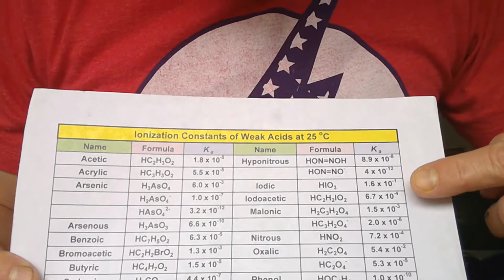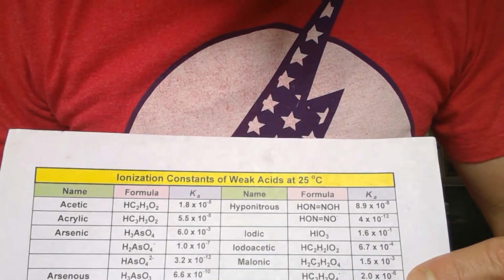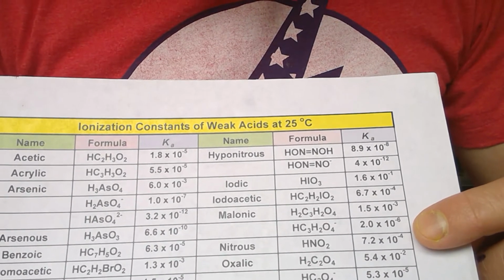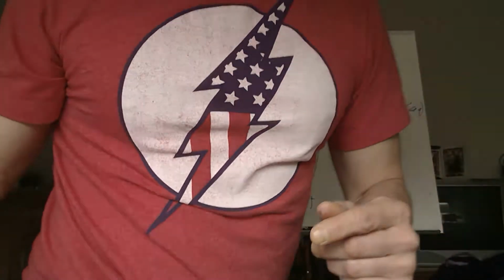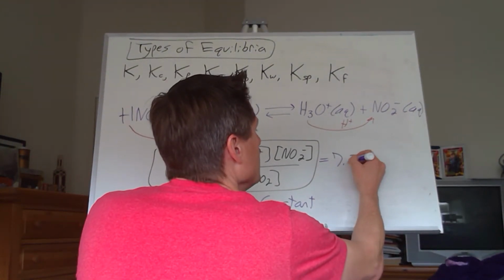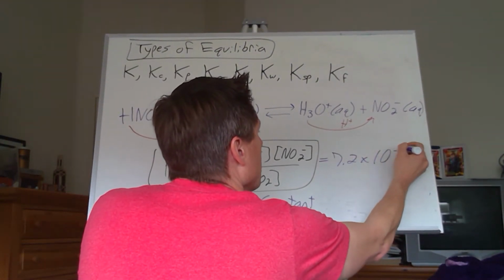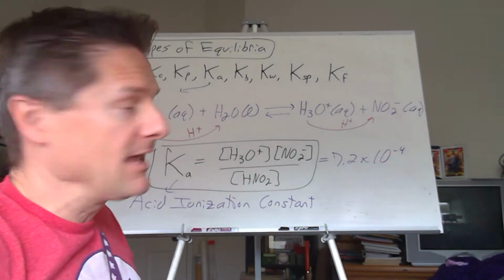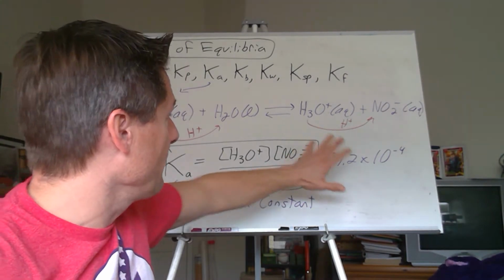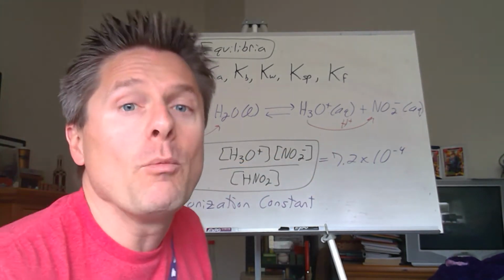So what we do is just look down in alphabetical order and look for nitrous acid. You can see it right there. Nitrous acid is 7.2 times 10 to the minus 4. So we can write that up there, 7.2 times 10 to the minus 4. And then we can do some calculations with that. If I know these and that, I can calculate this. If I know this and these, I can calculate that. There's a whole bunch of things we can do.